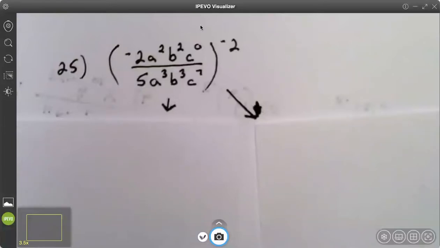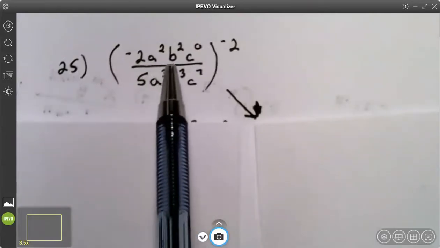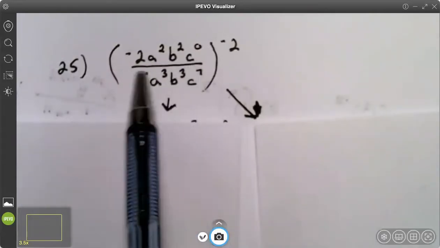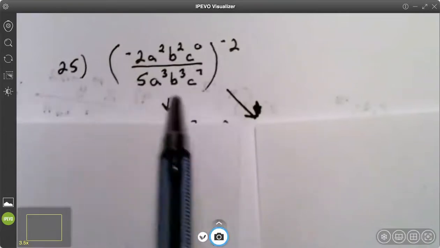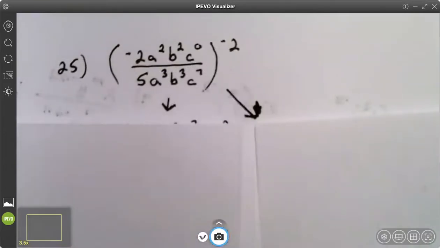For the grand finale, number 25, first let's talk about it. That says negative 2 a squared b squared c to the 0 over 5a cubed b cubed c to the 7th. All that's in parentheses, all that is to the negative 2 power. Lots of ways to do this. I'm going to talk about 2. Try to get to the next step and then stop. Let's check it before we move on all the way to the final answer. Just try to take it to the next step.